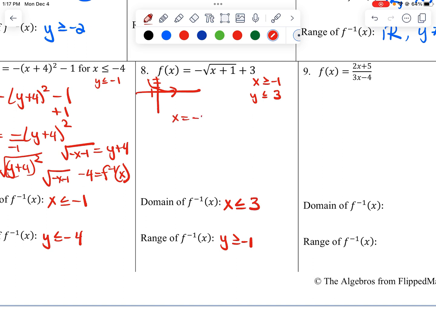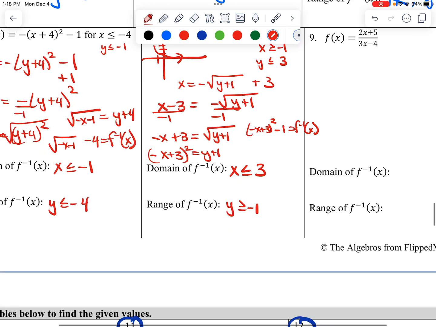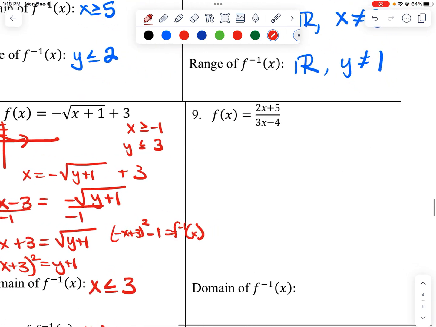So x equals negative the square root of y plus 1 plus 3. So I'll subtract 3. Got to get rid of that negative, so divide everything by negative 1. So negative x plus 3. Square each side. And then subtract 1. So negative x plus 3 squared minus 1 is our inverse. All right, and the hardest one, the fraction one.